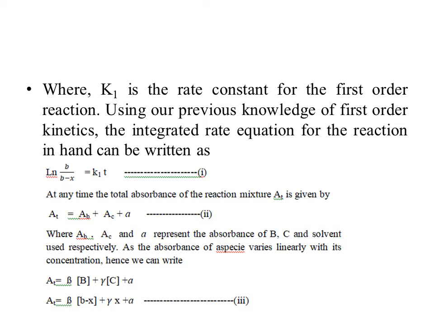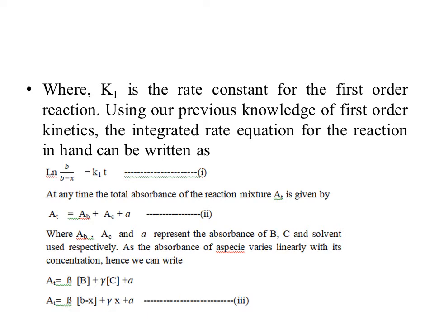That is, the integrated rate equation for the reaction in hand can be written as log B over B minus X is equal to K1 into T. This is equation number 1, and this is the integrated rate equation for the first order reaction.